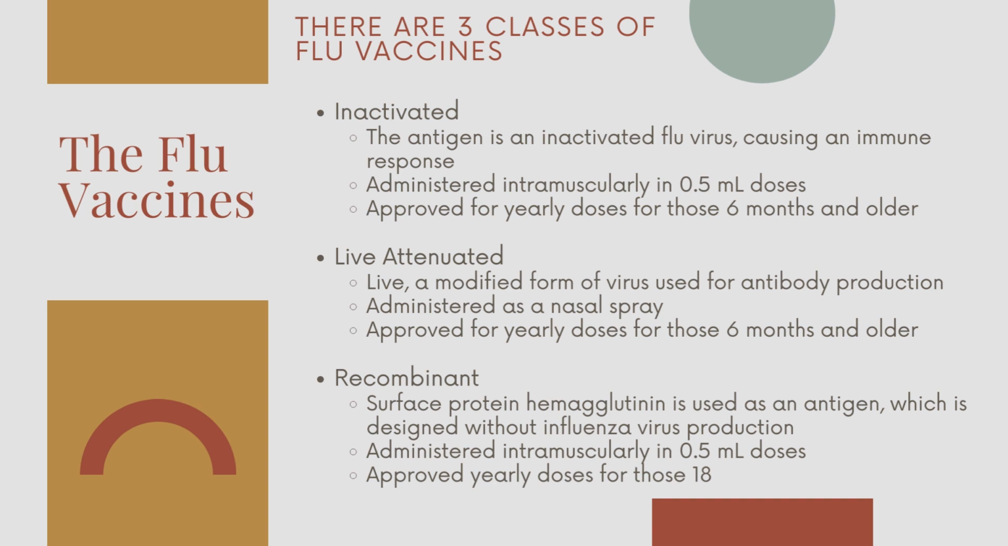The next type of flu vaccine is the live attenuated vaccine. In this vaccine, a live but modified form of the virus is used to produce antibodies. It's administered as a nasal spray and is also approved for yearly doses for those aged 6 months and older.